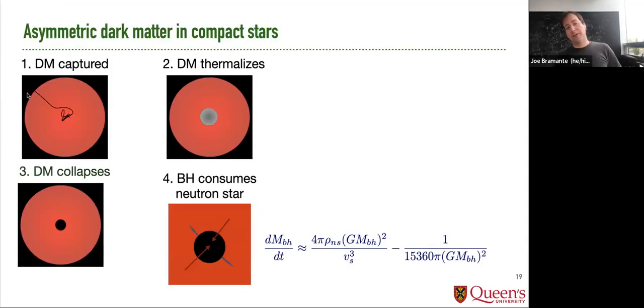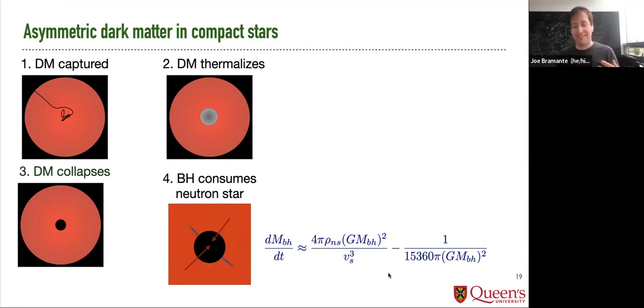Okay, so dark matter is captured, it thermalizes, it can collapse and form a black hole, and then that black hole could grow to consume the neutron star, although that's not a given. So there are a number of different pieces that you need to think about after you form the small black hole. One of them is Bondi accretion of the neutron star fluid onto the small black hole at its center that you formed. One of them is Hawking radiation.